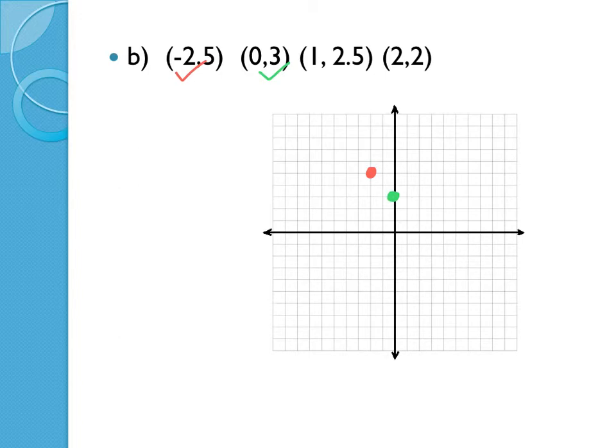1, 2.5 is about right there. And then 2, 2 is right here. That's 2, 3. Oh, I'm sorry. Yeah, thank you. 2, 2.